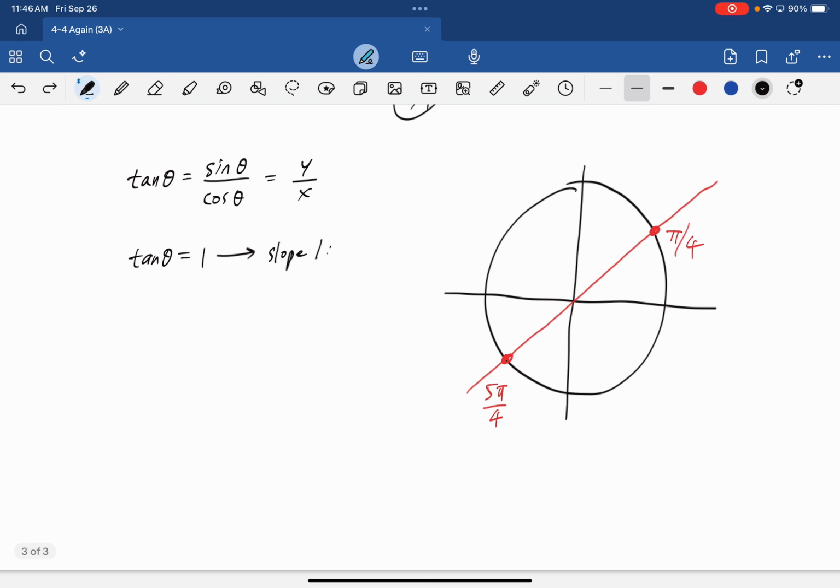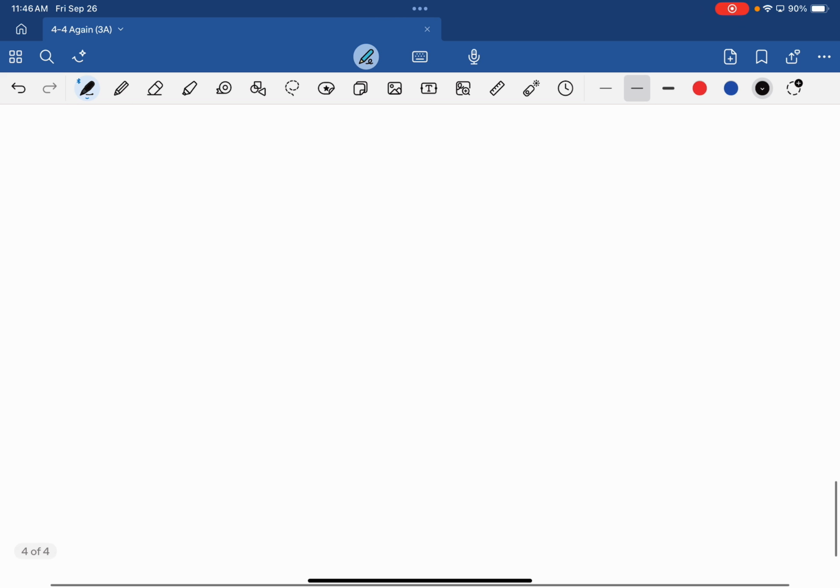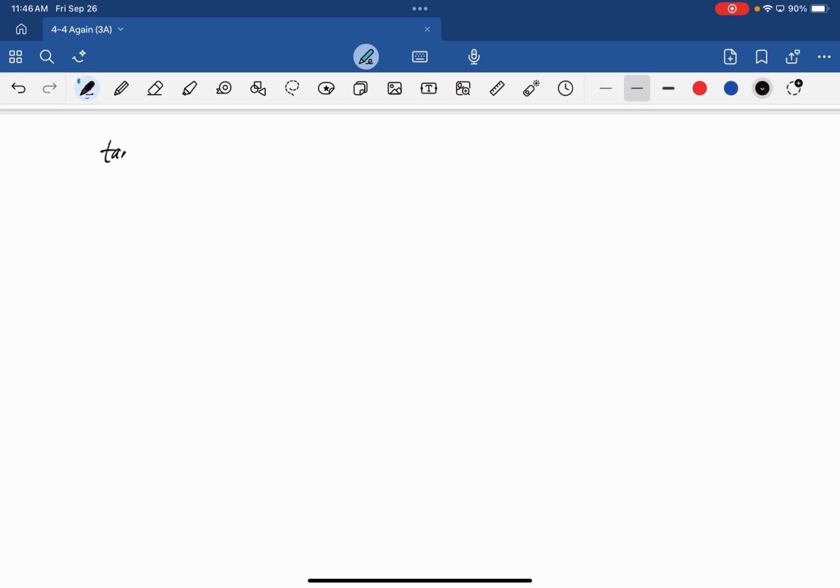Let's do another. We need to do pretty much all the tangents just so we're all clear with them. Let's say that tangent theta equals root 3. Well, the only possible values of sine and cosine that give this ratio are going to be root 3 over 2 and 1/2. And you kind of just have to know that.